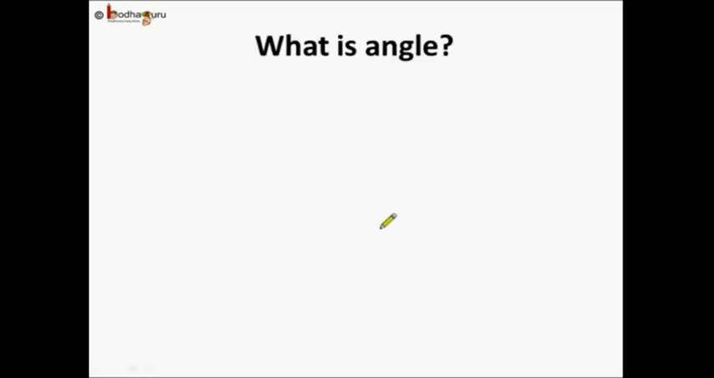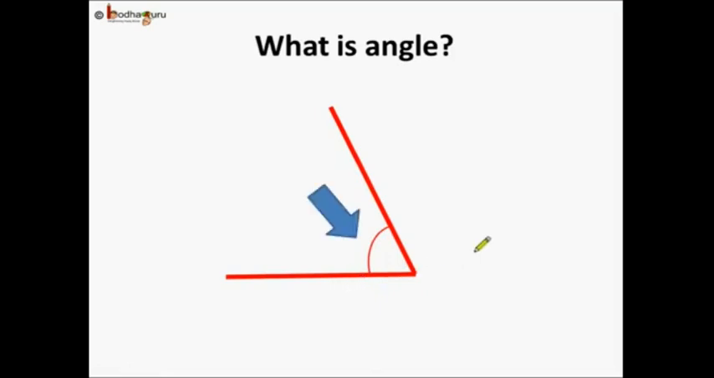So let us reiterate. What is an angle? We can say the angle is formed when two lines meet at a point and the amount of turn between these two lines is called the angle. So now you know what is an angle.